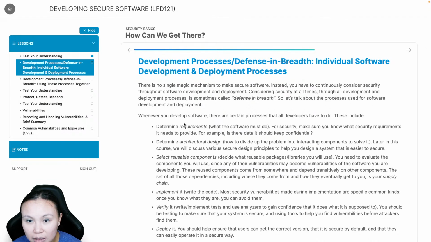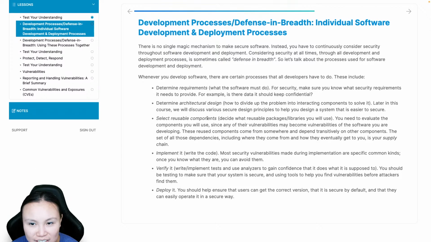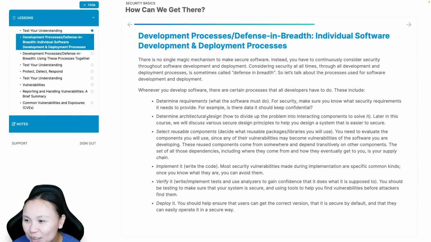Okay, development process and defense in breadth. Individual software development and development process. So there are some tips, and this is a checklist and tips. It is again not the one-size-fits-all solution, but it will give you some knowledge and ability to do it yourself.